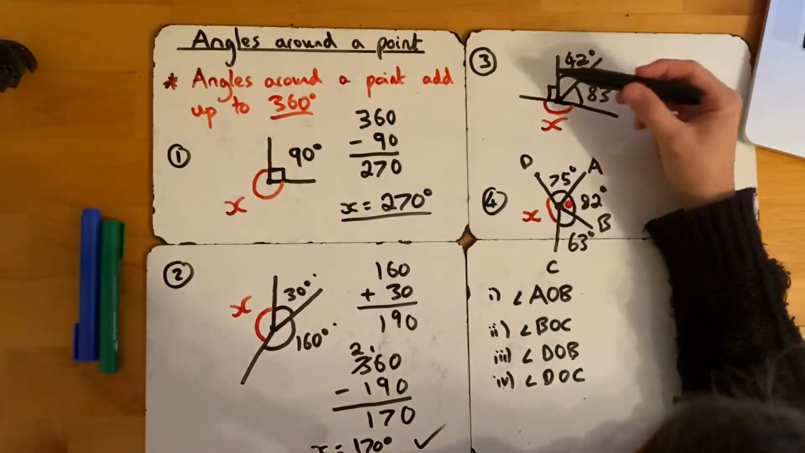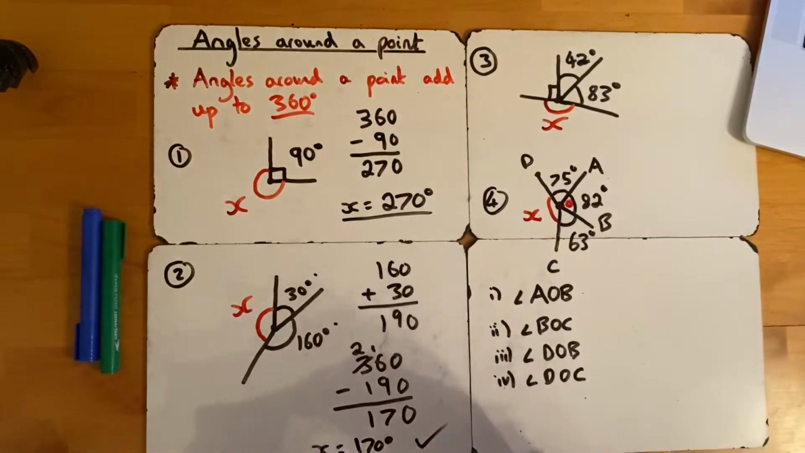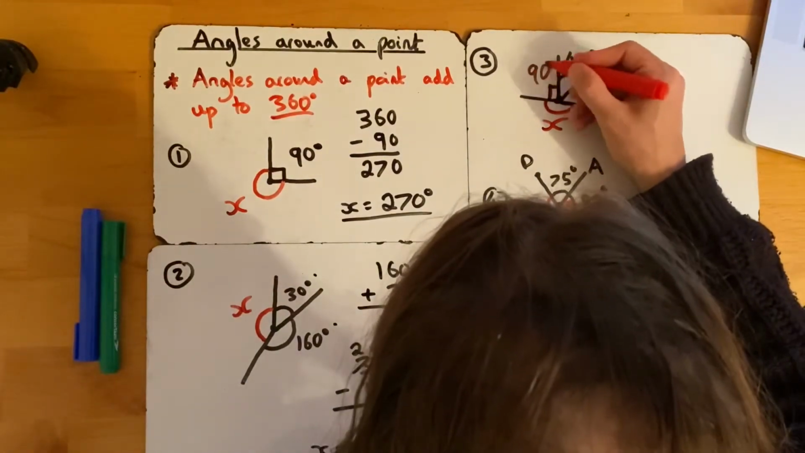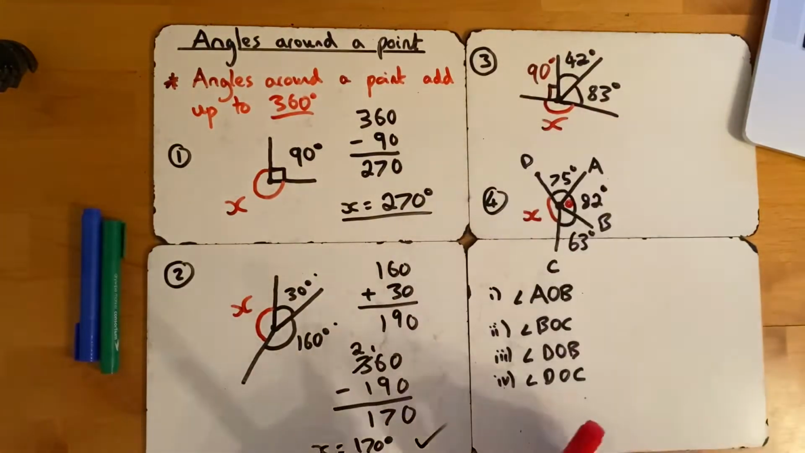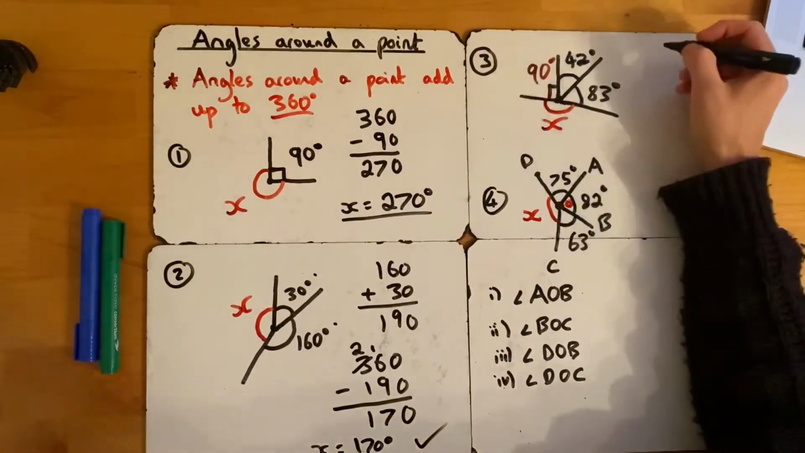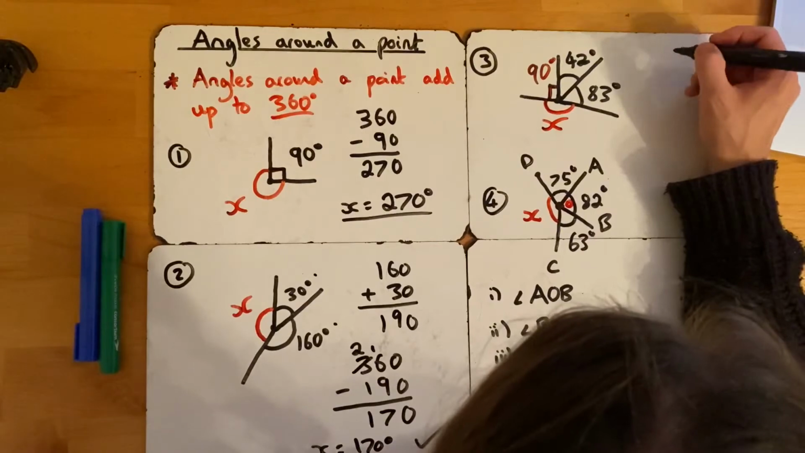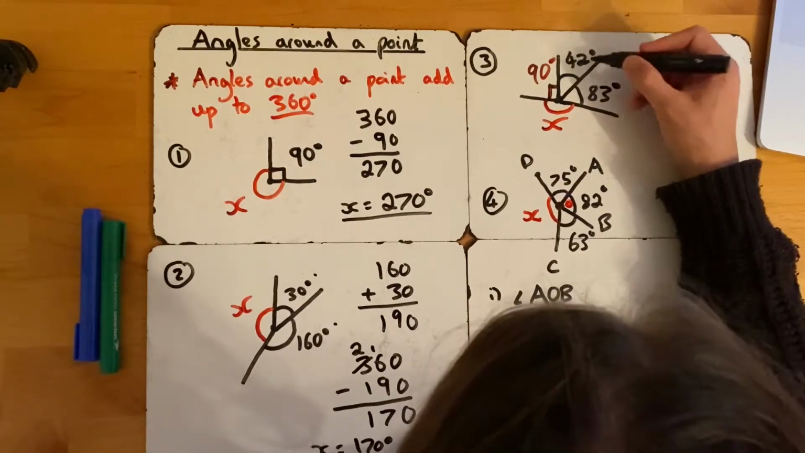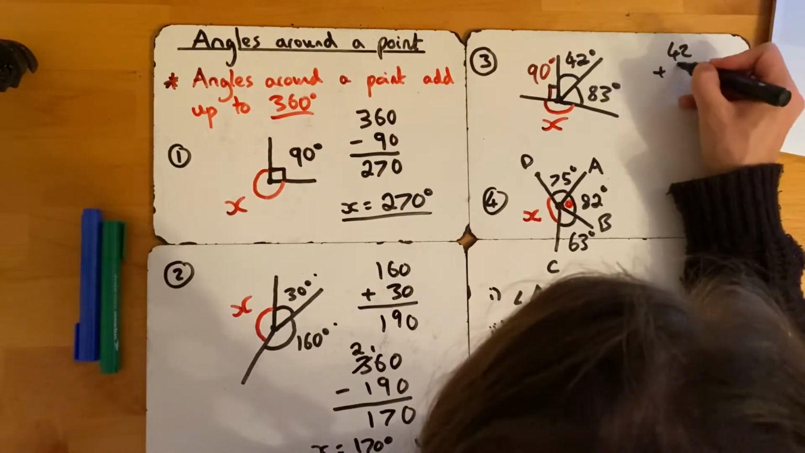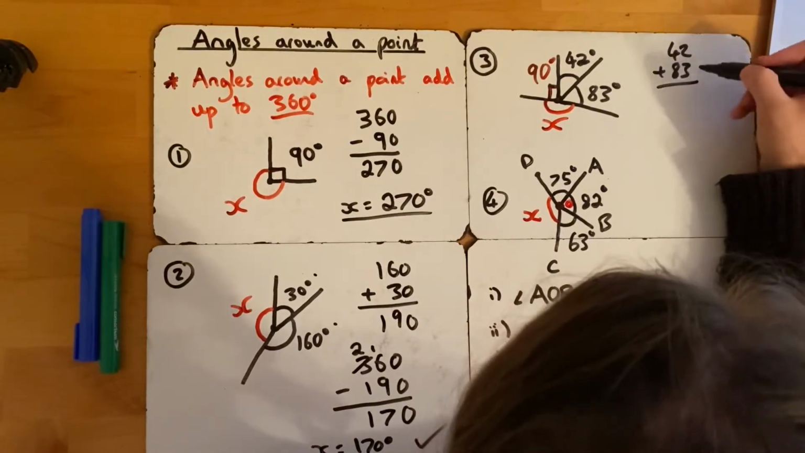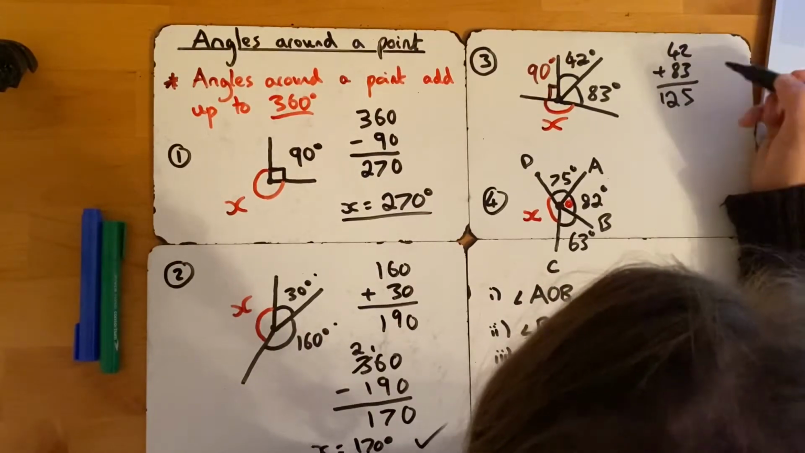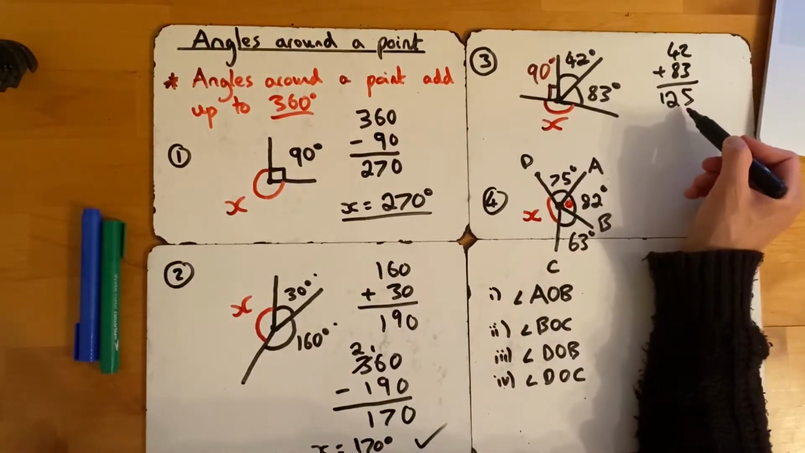Okay, question 3. So again, there's a little square here. So this here is a square, so this is 90 degrees. And you've got to try and find out x. So same again, add up the angles and then take away from 360. So let's do these difficult numbers first. 42 add 83. Okay, 2 plus 3 is 5. 8 plus 4 is 12, 125. So we added those two, we got 125.